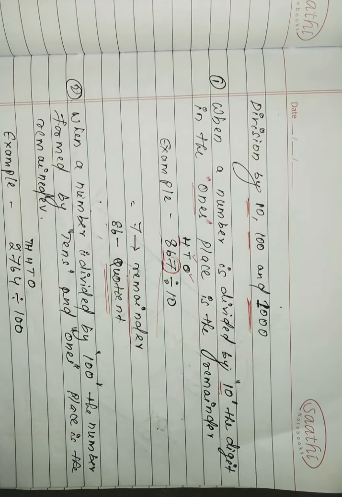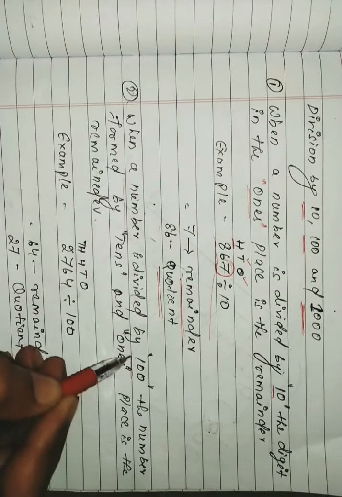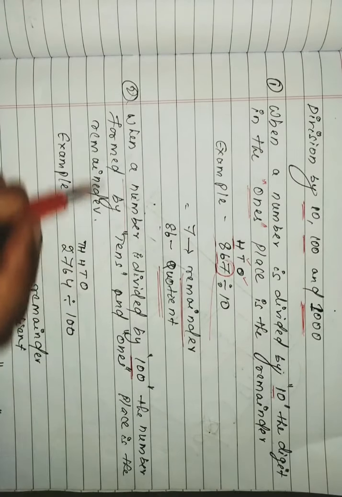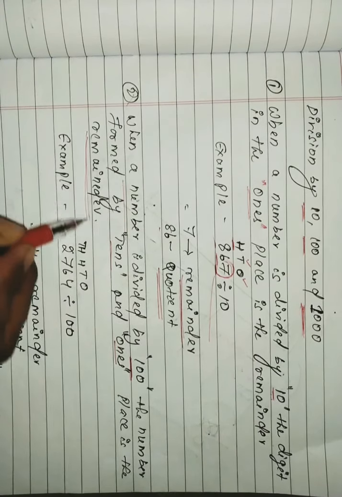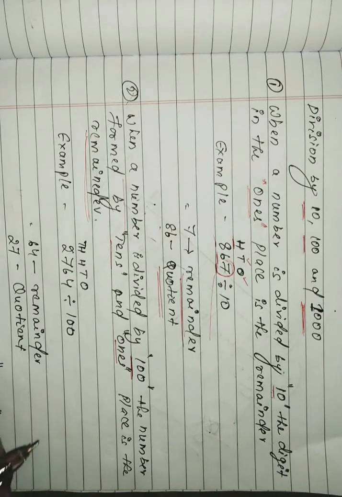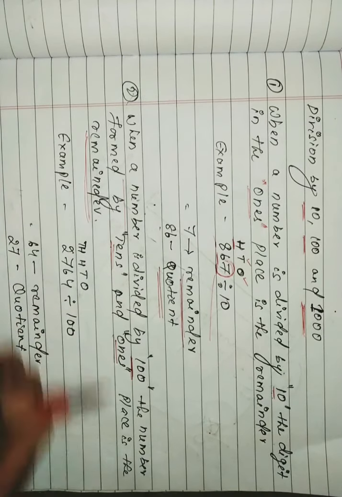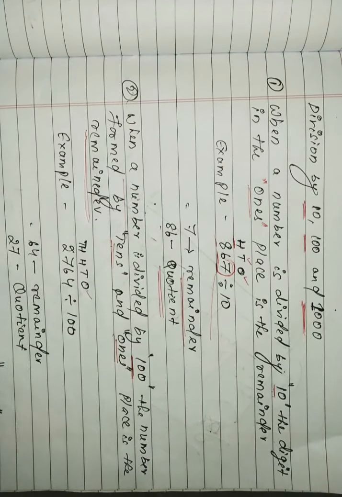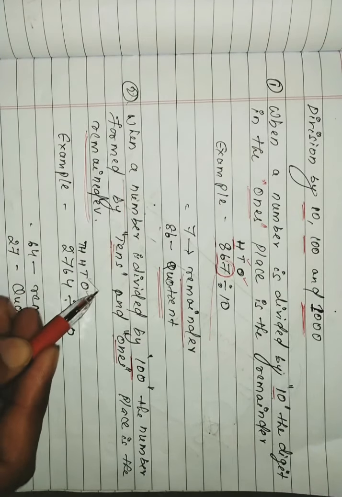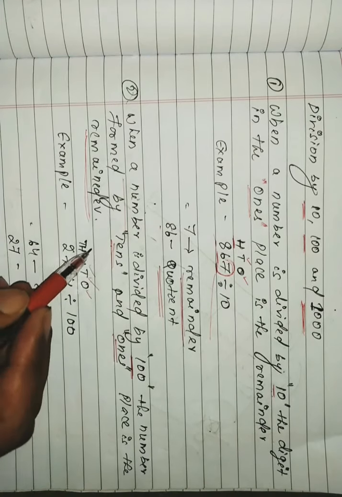Next, when a number is divided by 100, the number formed by the tens and ones place is the remainder. When you divide a number by 100, the tens and ones place is the remainder. Suppose your example is 2764. So 4 is in the ones place, 6 is in the tens place, 7 is in the 100 place and 2 is in the 1000 place.